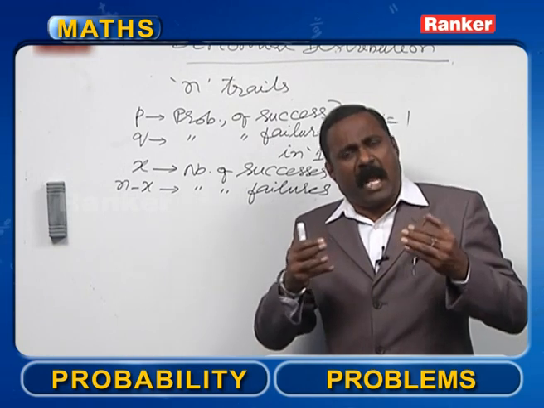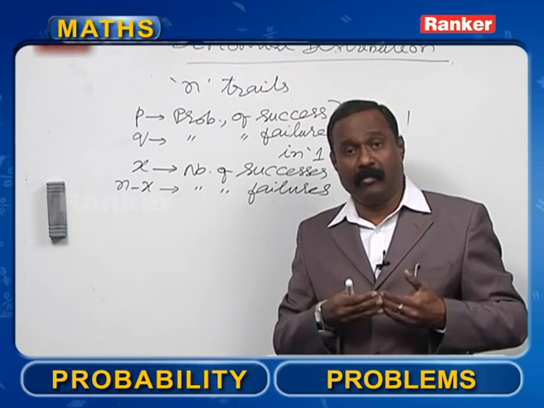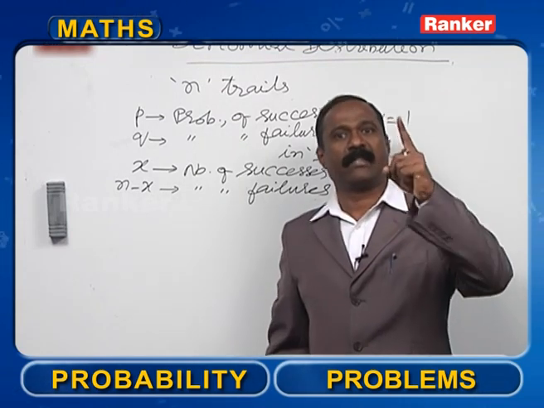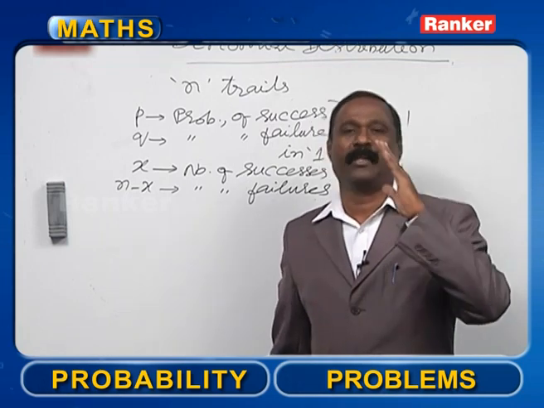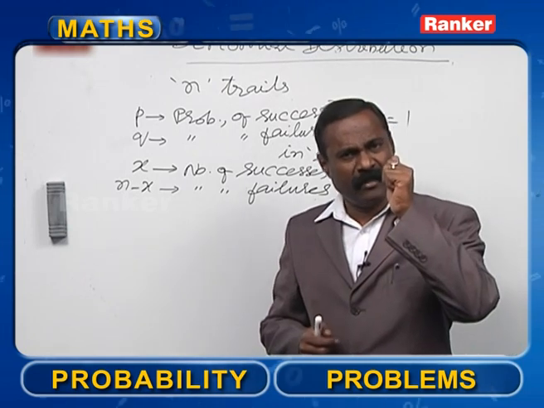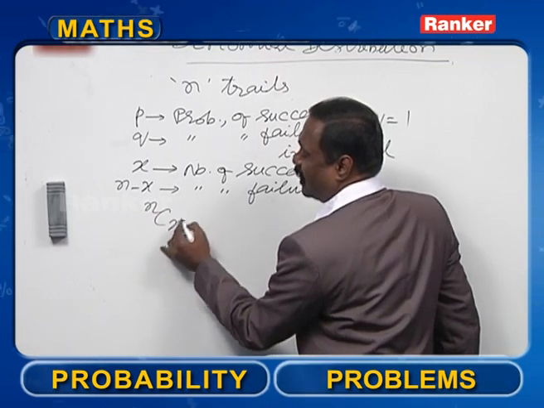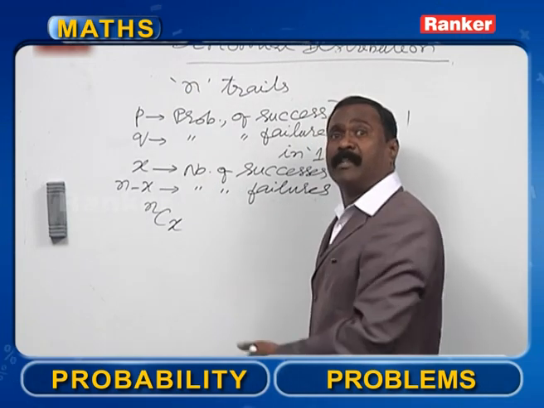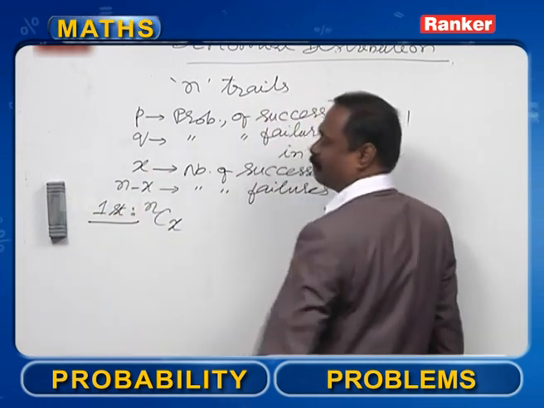That means in the first trial, I may get success or failure. In the second also, I may get success or failure. That means this X is distributed throughout the n trials. Understand? Distribution, selection comes under combination. Whether it is distribution or selection, it comes under combination. So how many trials are there? N trials. How many successes? X successes. So these X successes can be distributed among the n trials in how many different ways? NCX different ways. This is the first operation I'm performing.